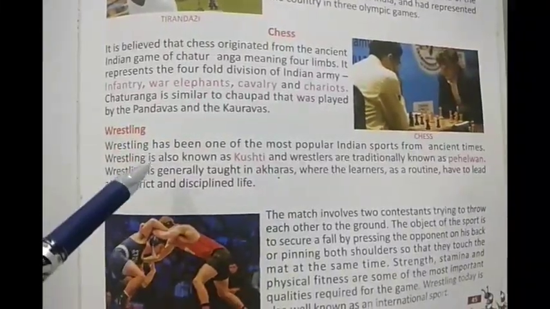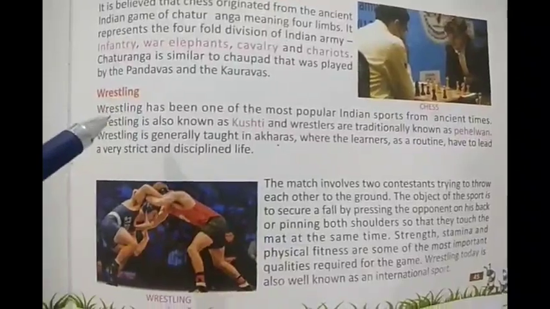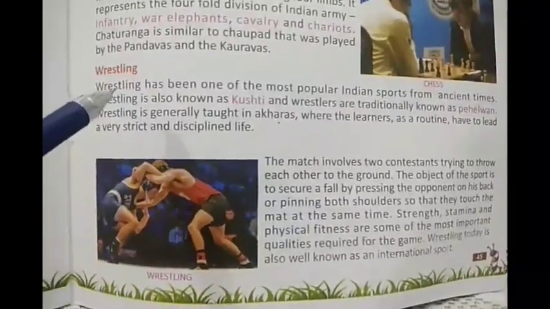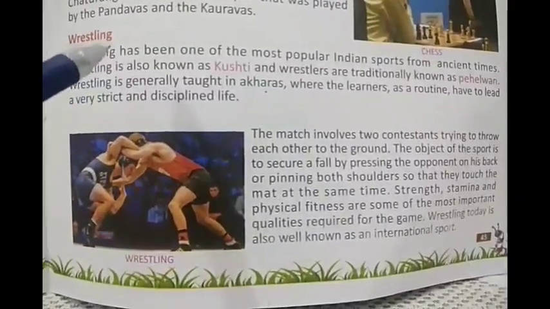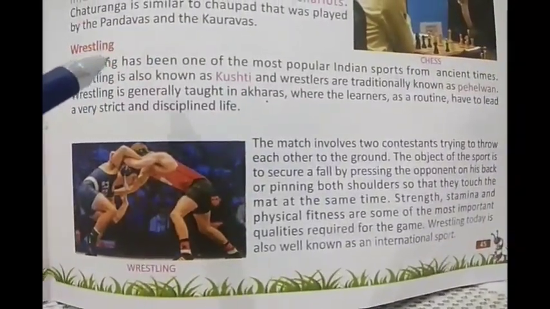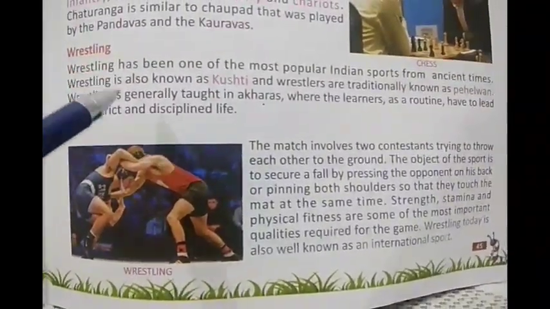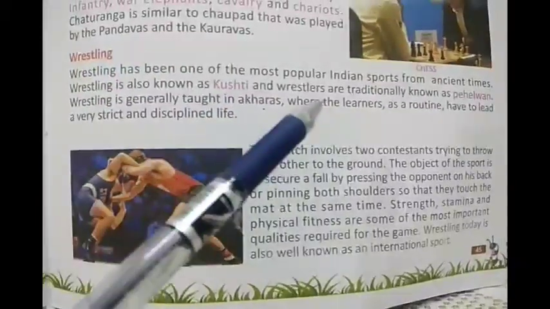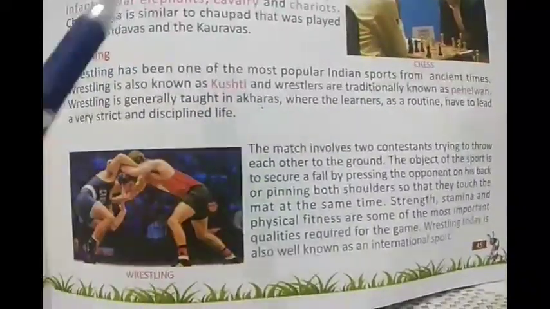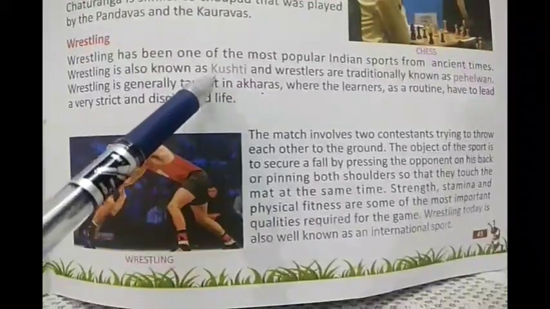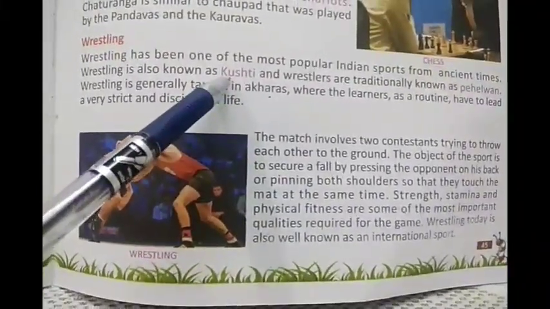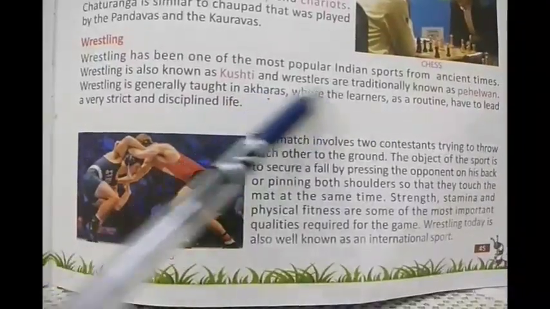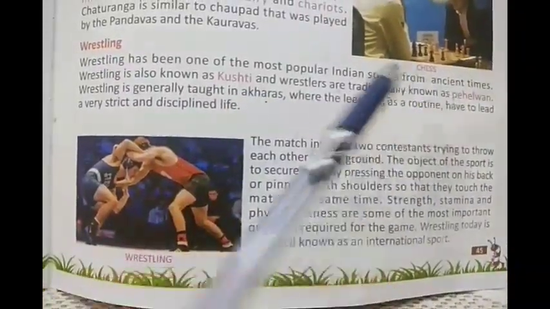The next game is wrestling. When wrestling comes, there are so many movies which are based on wrestling. Take for example the movie Dangal. If you have seen it, you might have a very clear idea of what wrestling is all about. It is one of the most popular Indian sports from ancient times. It is known as Kushti. In India we know wrestling as Kushti, and the wrestlers, those who play, are known as Pehelwan here.